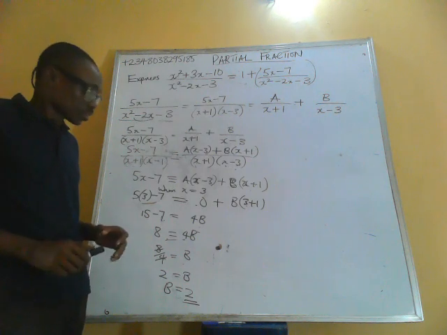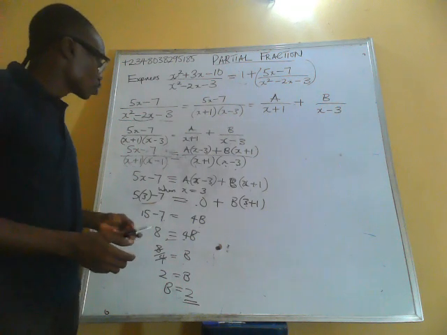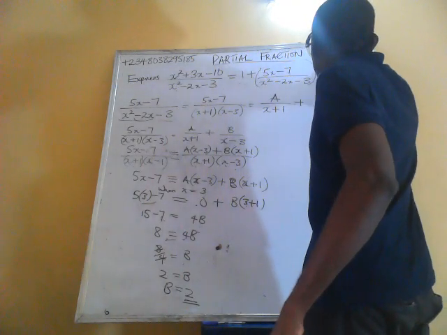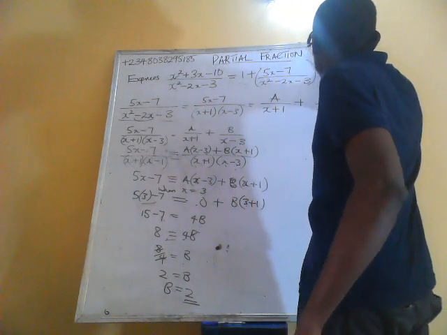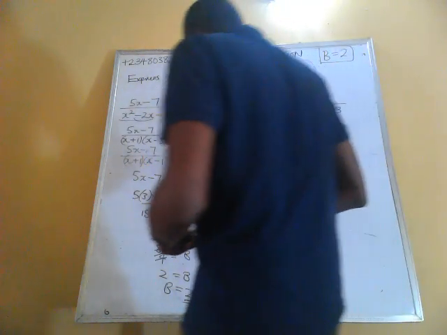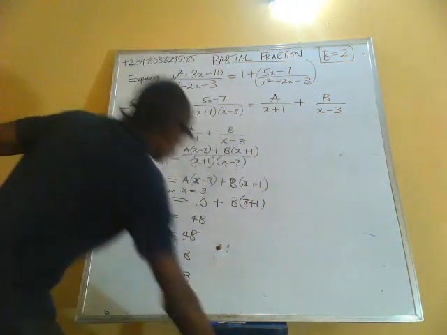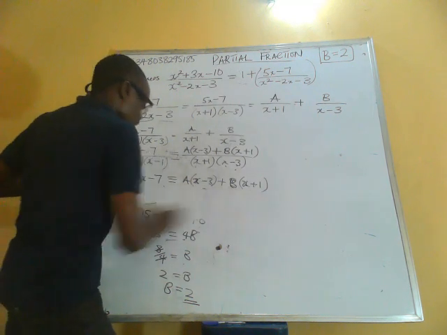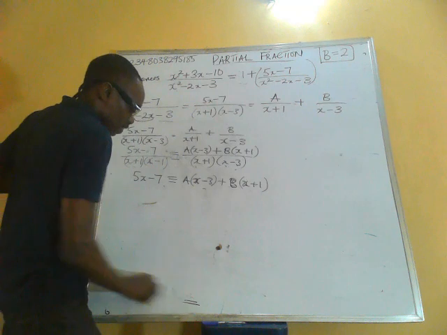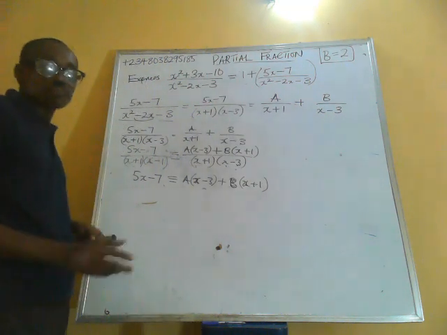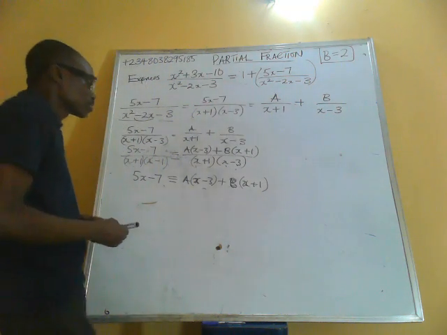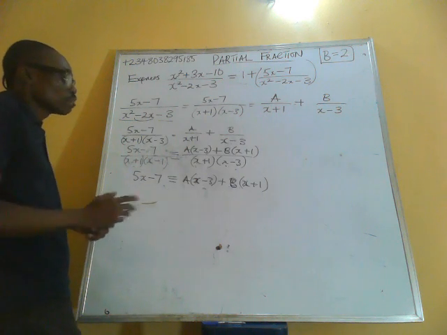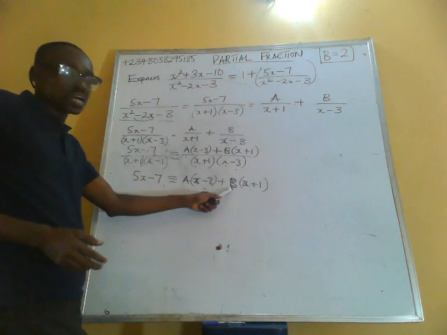Okay, so we now need to solve for a. Let me write the value. Our b is equals to 2. So let's solve for a. We come back over here. I hope you have your pen and your paper and you're writing down the steps. So for a now, we've gotten b. To get a, we have to make b 0.